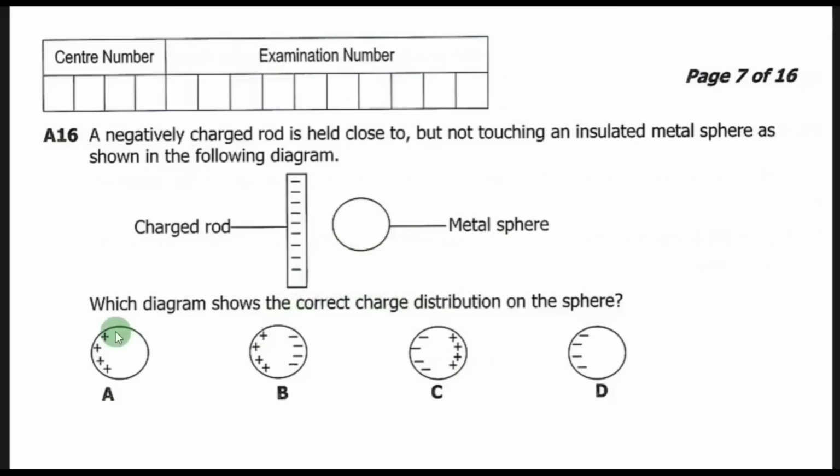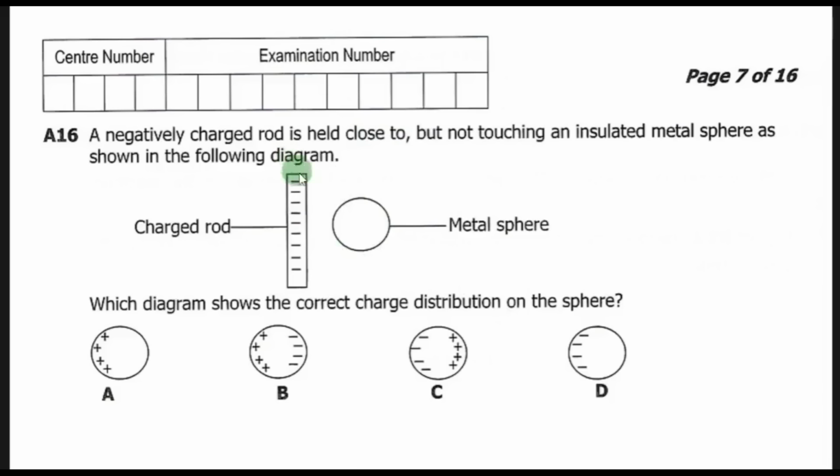Now the question is asking which diagram shows the correct charge distribution on the sphere. When you look at these two, the negatively charged rod is charged, while the sphere is not charged. It is neutral because we can't see the charges there. Any object that is neutral has an equal number of positive and negative charges.